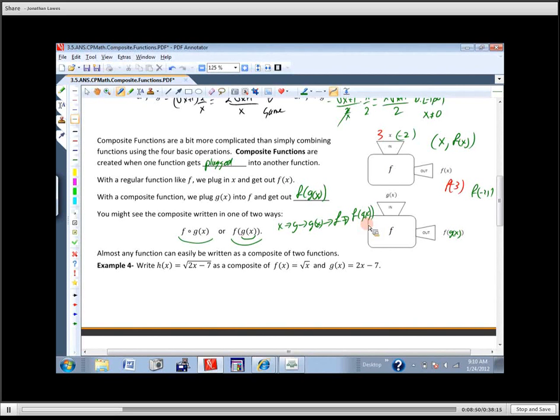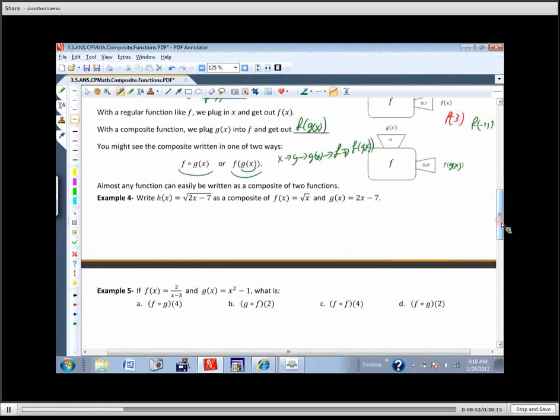All right. So let's take a look at this one here. On this example, it says almost any function that you know of can easily be written as a composite of two functions. So write h of x equals square root of 2x minus 7 as a composite of the square root function and 2x minus 7. So the question there is, what got plugged into what? Did f get plugged into g, or did g get plugged into f? This got plugged into that. Because remember, when we're dealing with functions, whatever we're plugging in takes the place of x.